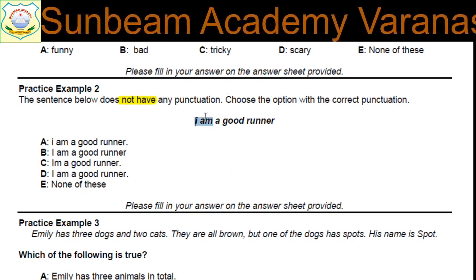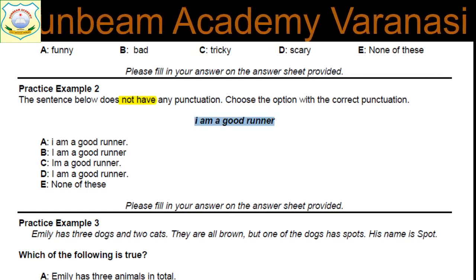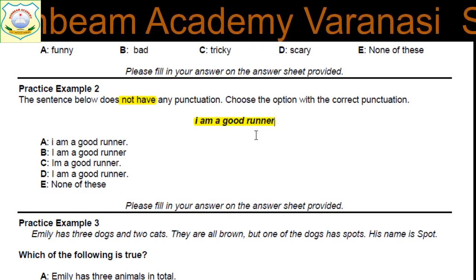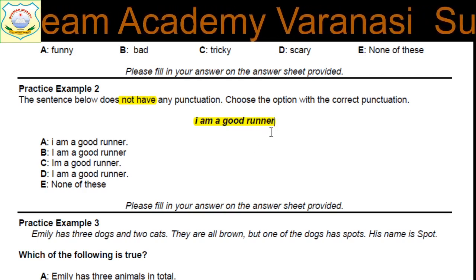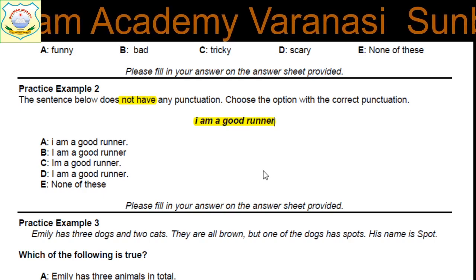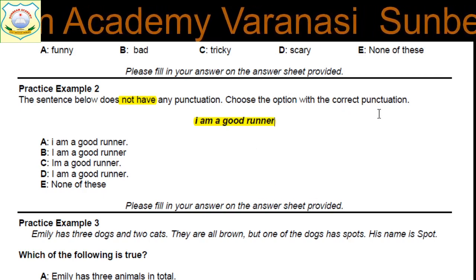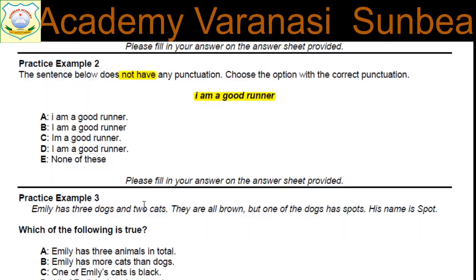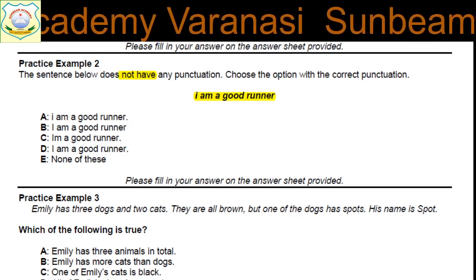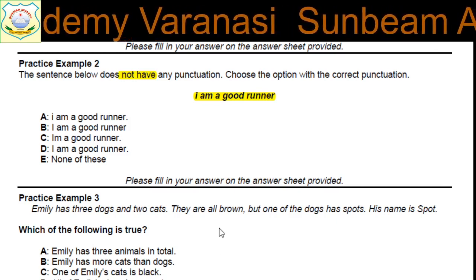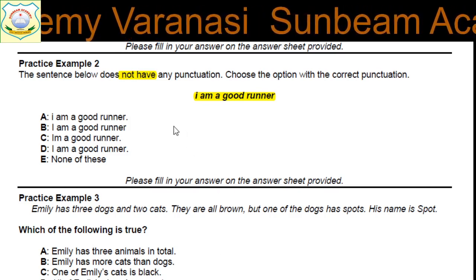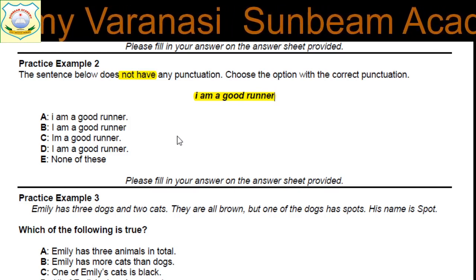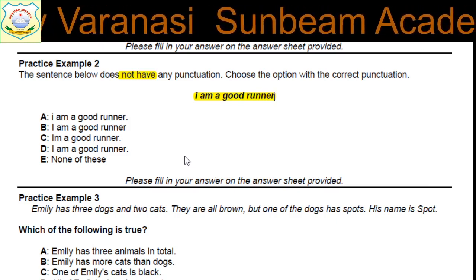This is the question. I am a good runner, and it is not having any punctuation. Now your question is, choose the option with the correct punctuation. Which one of the following will be the correct option? Can you please answer in the chat box, children? A, B, C, D, E.